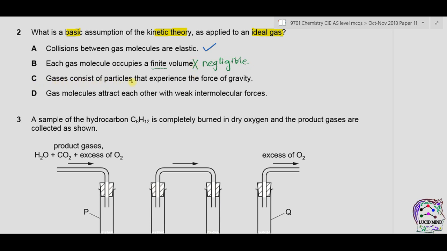C. Gases consist of particles that experience the force of gravity. In ideal gas situation, there is no force of attraction or repulsion between the molecules and between molecules and gravitational force. So therefore this is incorrect. In D again we can see that gas molecules attract each other, so there must be forces of attraction, which is also incorrect for ideal gas. The only correct option is A.